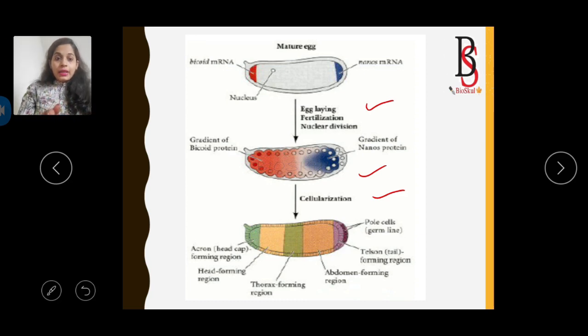If the concentration of bicoid protein is higher, then that region will form the head. In the center region, which is light green in color, the concentration of bicoid protein is less and some nanos protein is also present. So this will form the thorax region, and in the posterior region there is no bicoid protein, only nanos protein is present, and that region will develop the tail region.